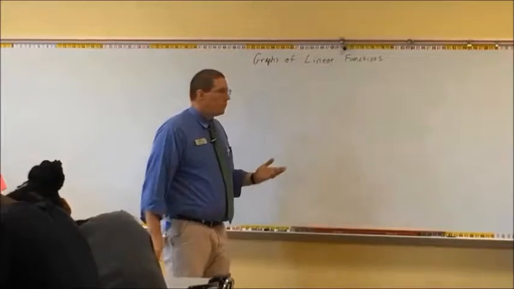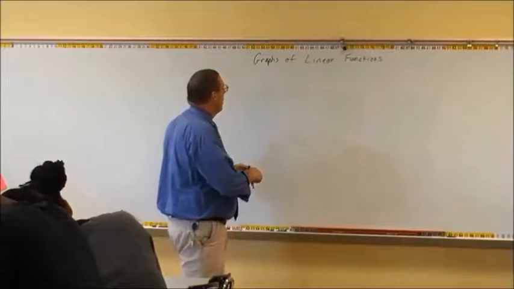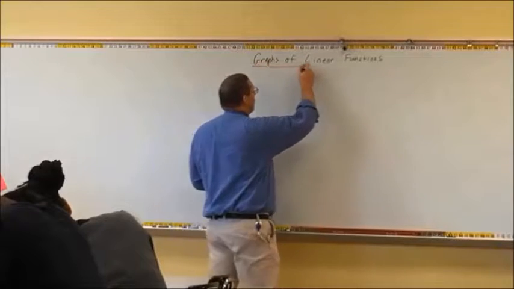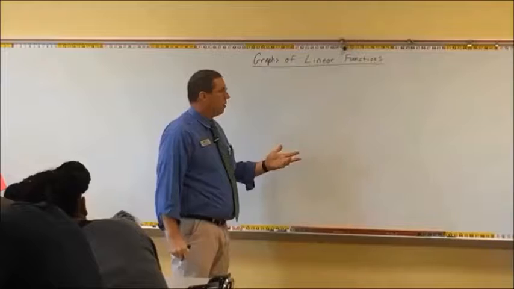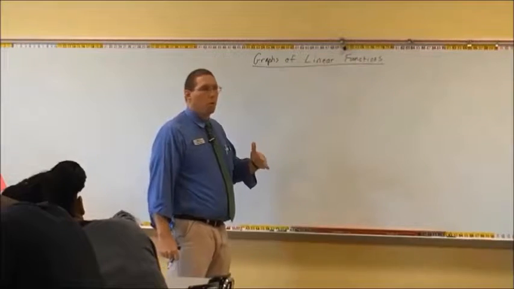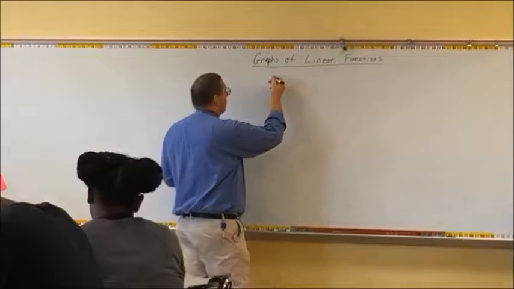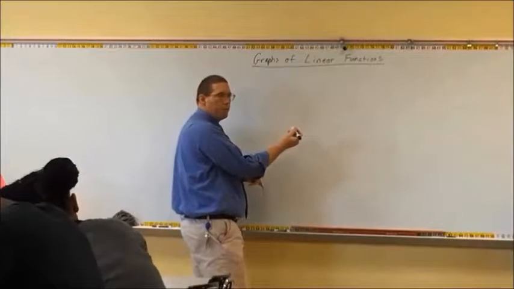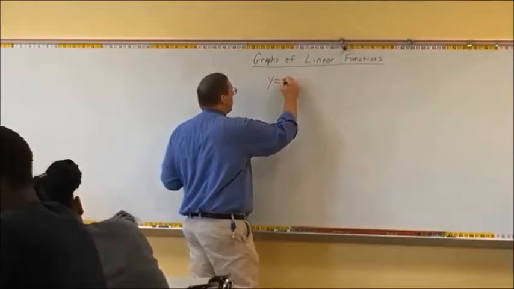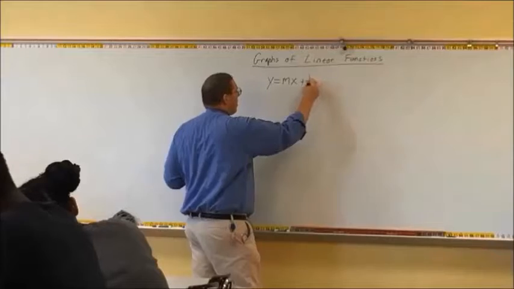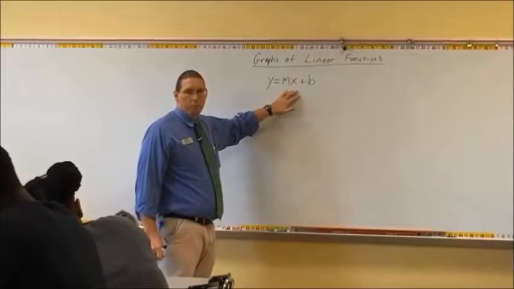So here's the deal. Graphs of linear functions. We talked about a few things the other day, point-slope form. We're going to talk about that again. But what I want to start with is what is the basic form of a line? And what is the slope-intercept form that we normally use? What's it called? Y equals? Right. So y equals mx plus b. All linear equations can be written like this.